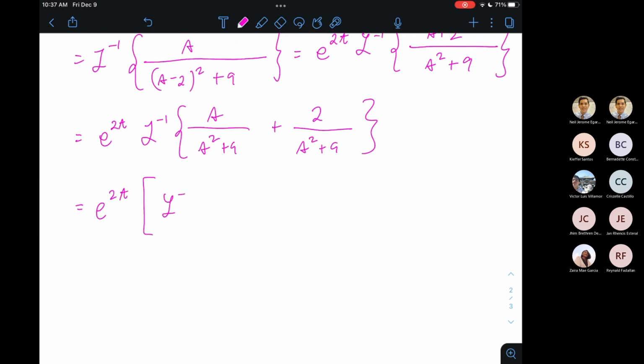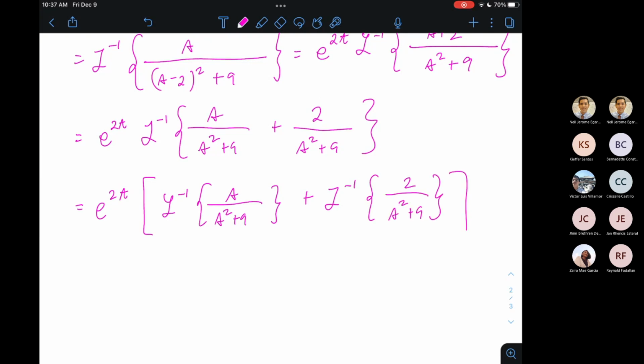So magkakaroon lang ako ng inverse Laplace transform ng s over s squared plus 9 plus inverse Laplace transform ng 2 over s squared plus 9. Again, we can only do this because we knew that the inverse Laplace transform is a linear operator. Theorem 4.6.1. Without that, hindi natin kaya itong i-split. Pero luckily, meron tayong theorem na yun. Okay? Tapos ngayon, pwede ko nang i-Laplace transform bawat isa sa mga ito.